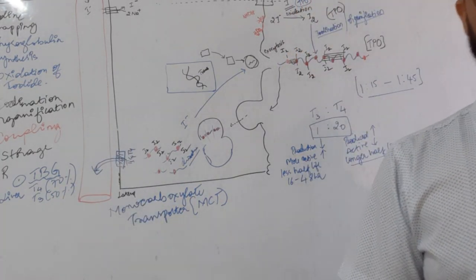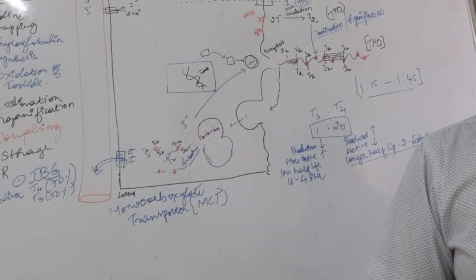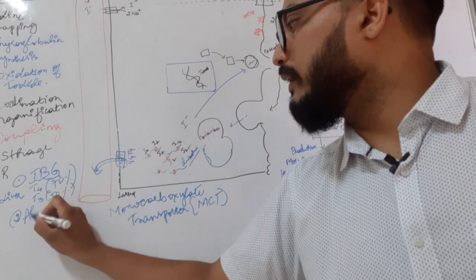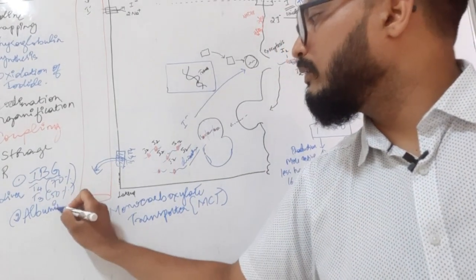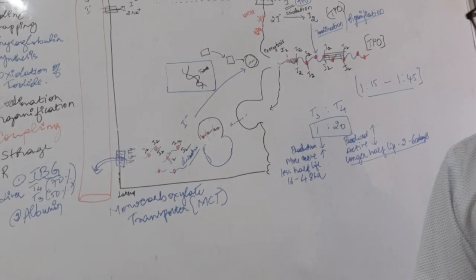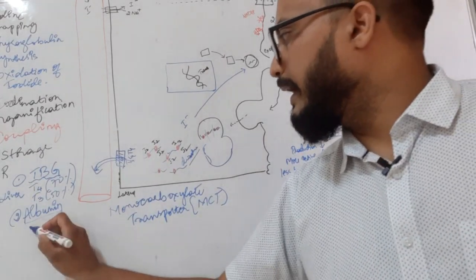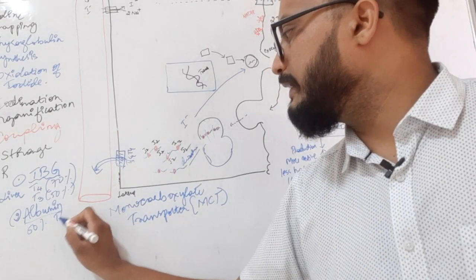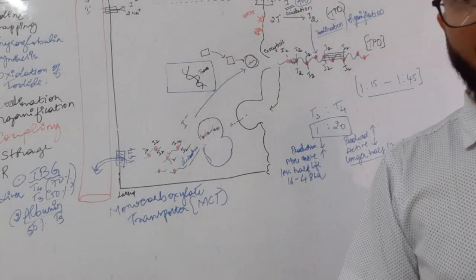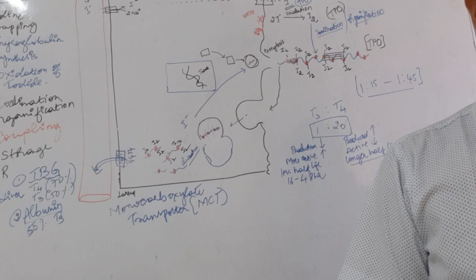The second binding protein for the thyroid hormones is albumin. So, it can also attach to the albumin, but the notable difference is that albumin attaches more to the T3, about 50% of the T3 is attached to the albumin and it is transported.